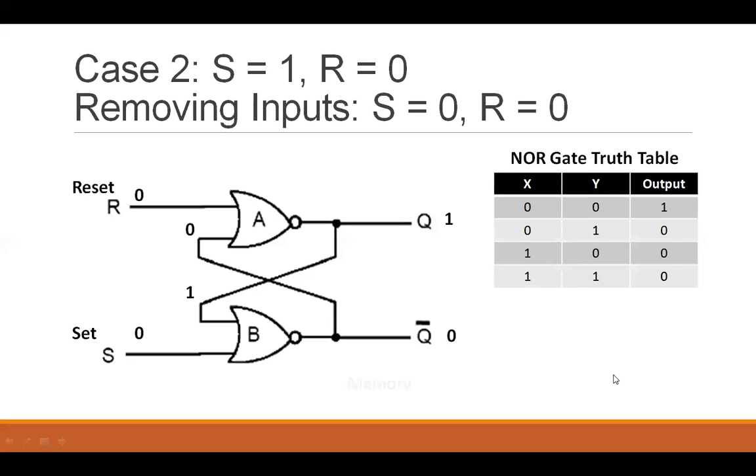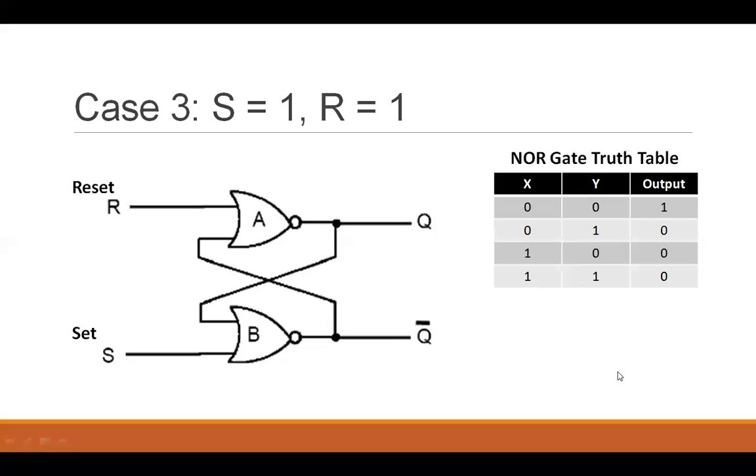So again, even after removing the inputs, you can see that the circuit still retained the 1 and 0, meaning the memory is still there. The state of memory is still there. So now we have analyzed three possible situations, 1 0, 0 1, and 0 0. We have analyzed them both.